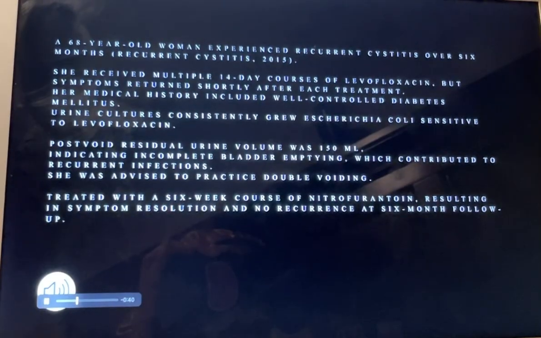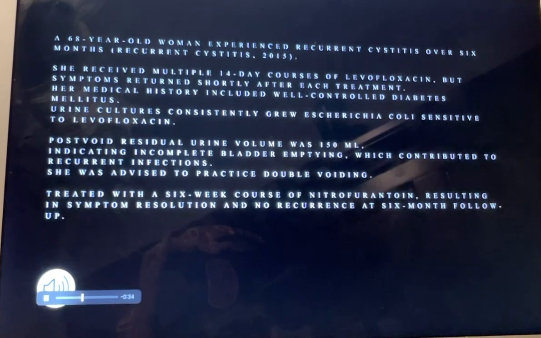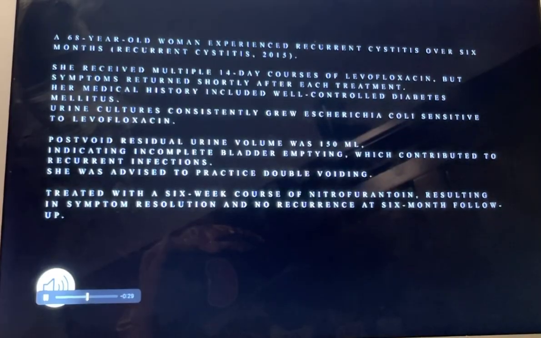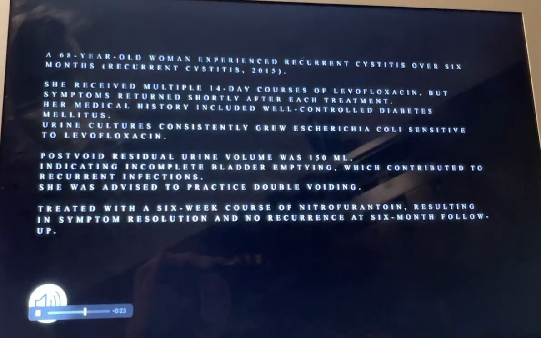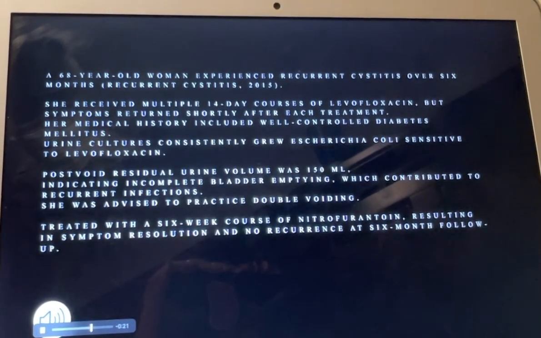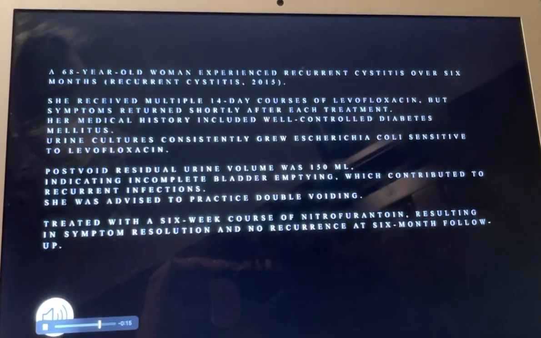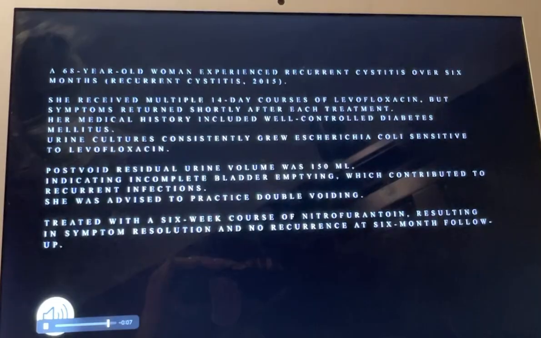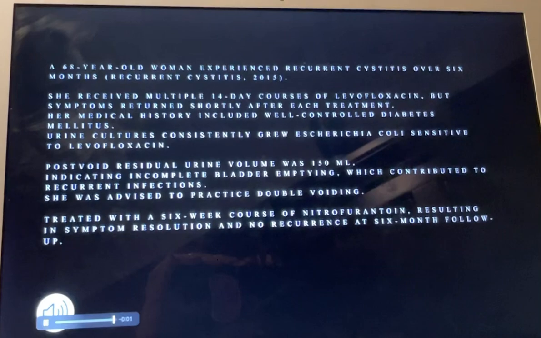Her history of well-controlled diabetes mellitus didn't help either. Every time, her urine cultures grew E. coli bacteria that should have responded to the treatment. But deeper investigation found that the real problem was she had a post-void residual volume of 150 milliliters, meaning she wasn't emptying her bladder completely. That stagnant urine made it easy for infections to return. Once she was taught to practice double voiding and switched to 6-week courses of nitrofurantoin, her symptoms resolved, and 6 months later, she stayed infection-free.